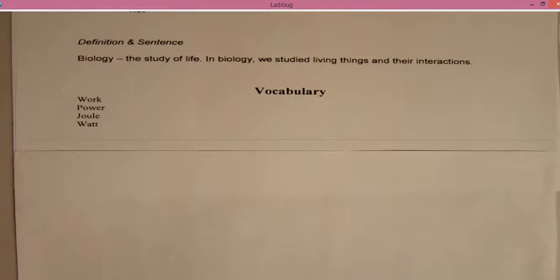Okay, so I don't usually go over vocab, but I wanted to go over this just so you have a good basic understanding of these words and how they're related to each other. So we have work, power, joules, and watts. So let's talk about work.